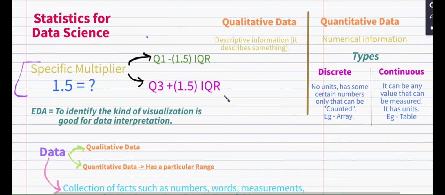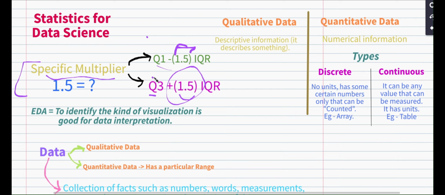Remember that in the last lecture we discussed the formula for Q1 and Q3, the lower bound and upper bound types of outliers. Here you can see that in the formula, when I subtracted 1.5 times IQR, what is this 1.5? Can you see that? This 1.5 is nothing but a specific multiplier that we use in the formula when we calculate an outlier.